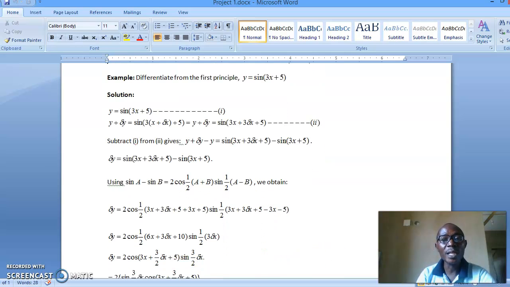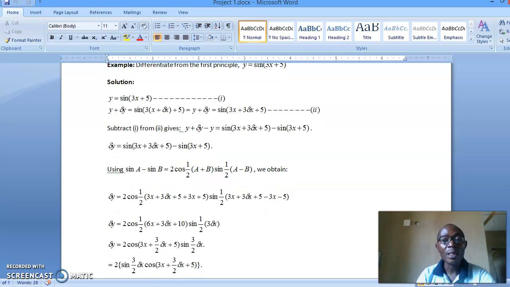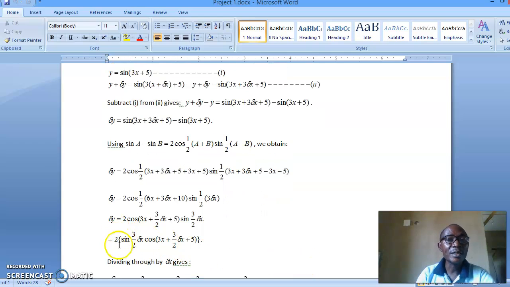Okay, so now the next is the continued evaluation. Half multiplied by this: half times 6x will be 3x, plus 3 delta x all over 2, plus 10 over 2 is 5. So sin(3 delta x / 2). Now, the next is what? You can bring sin(3/2 delta x) here, and you write cos into every other thing here. This is just a rearrangement of what we have here. So we write delta y = 2 sin(3/2 delta x) cos(3x + 3/2 delta x + 5). So we now divide through by delta x.